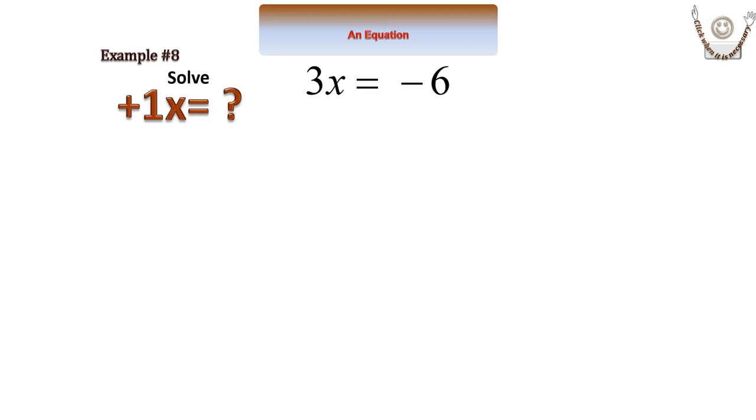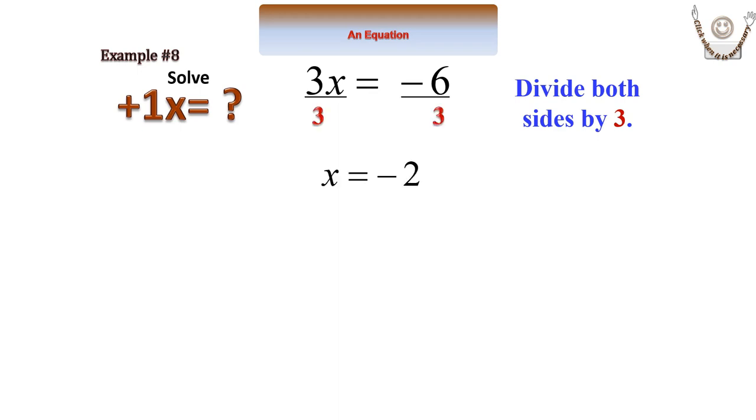Next example, positive 3 times x equals negative 6. We are looking for positive 1x. And in order to undo multiplication, we are going to divide both sides by 3. Because we remember that division undoes multiplication. And we have to divide both sides because we have to keep balance. As a result, we will have x equals negative 2, because negative 6 divided by positive 3 would be negative 2. And we can show our solution on a real number line, or we can show the solution in curly parentheses.